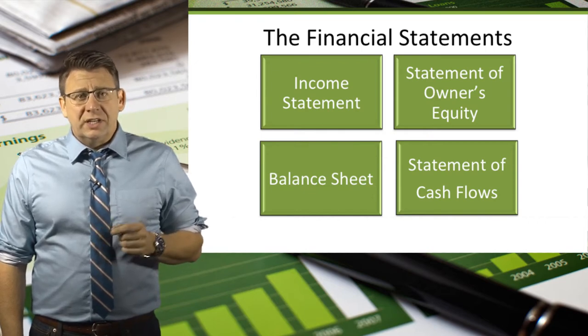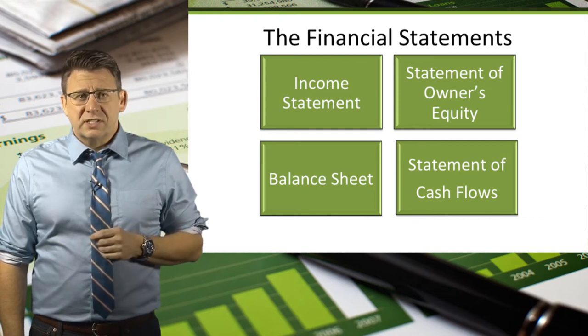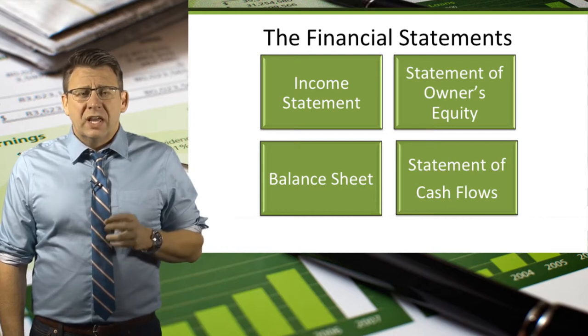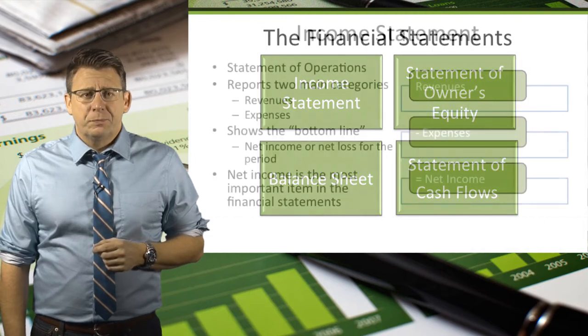A balance sheet details the economic resources of a business and the claims on those resources. And finally, a statement of cash flow reports the cash inflows and outflows for various business activities.